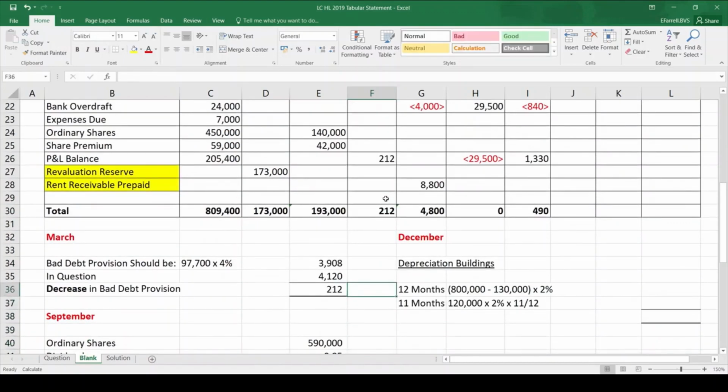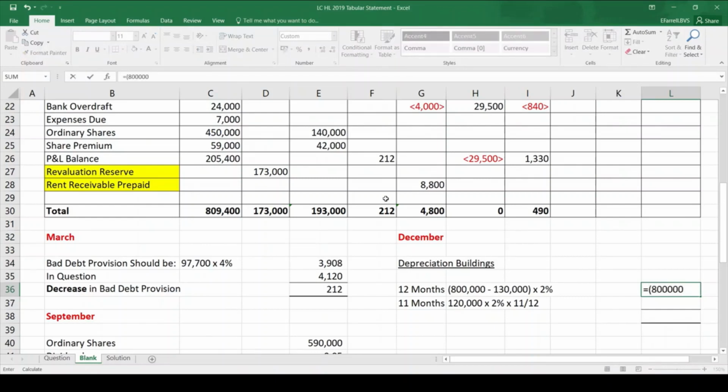So to work this out, the depreciation of buildings. For the full year, I had buildings of 800,000, but I have to take out the land element of that because that's not depreciated. So I need to take out the 130,000. And then the rate of depreciation is 2%, which gives me 13,400. Then for the next 11 months, buildings increased by 120,000 from the start of February. So 120,000 by 2%, which is the rate again, by 11 over 12, because I only had them for 11 months. So in total, my depreciation of buildings came to 15,600.